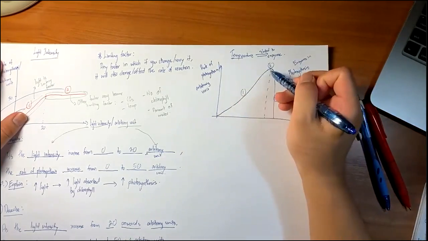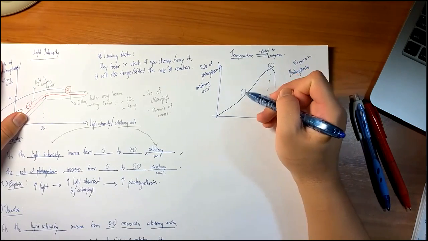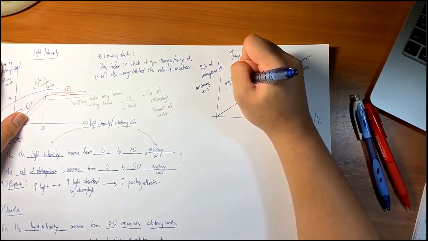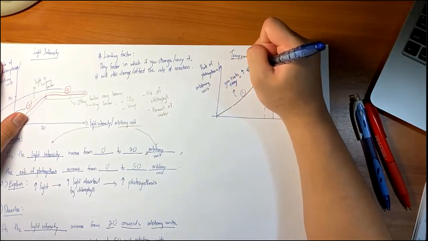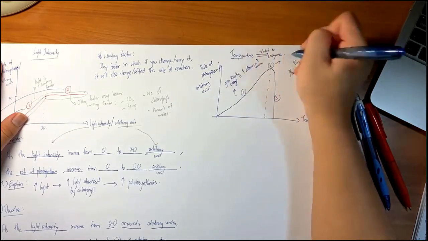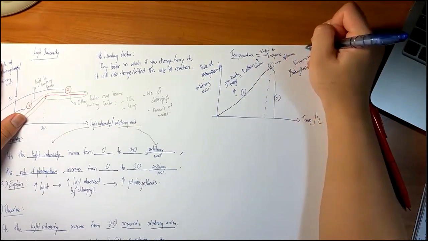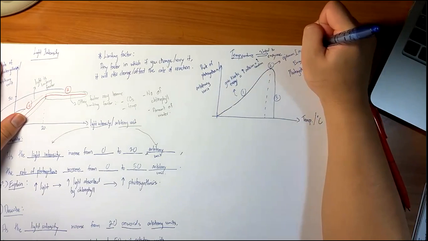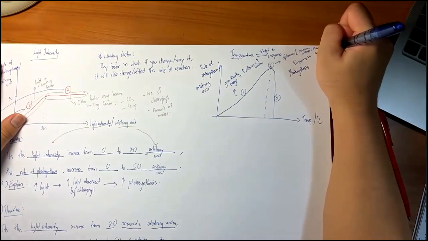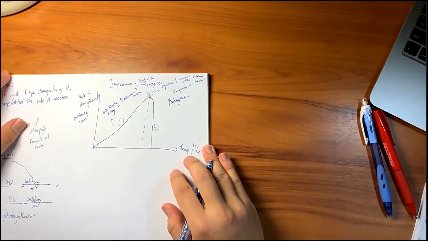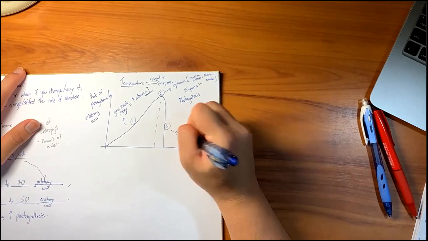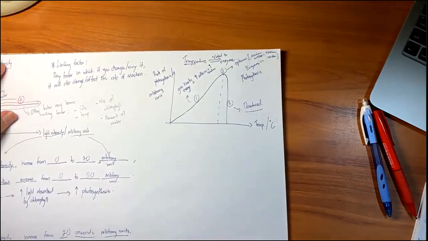But just very quickly, why does the graph go up? Because they gain kinetic energy, which means more collision, more reaction. And at the optimum, which means maximum collision, which means maximum reaction. And after this point, why is it denatured? So it's very similar to your enzymes.